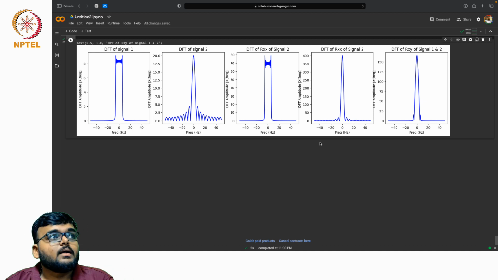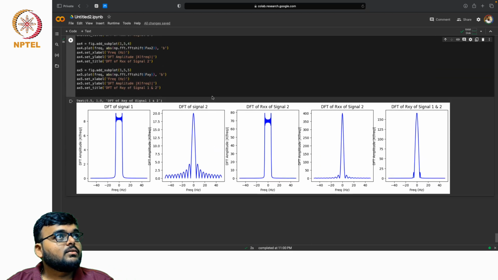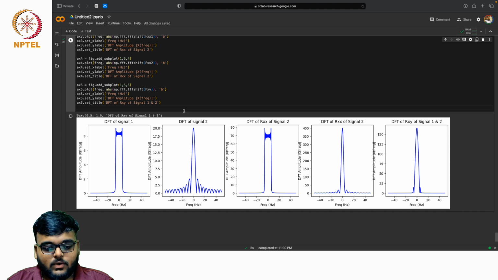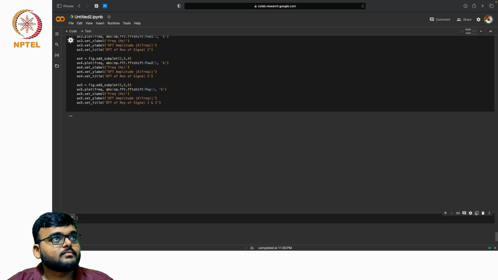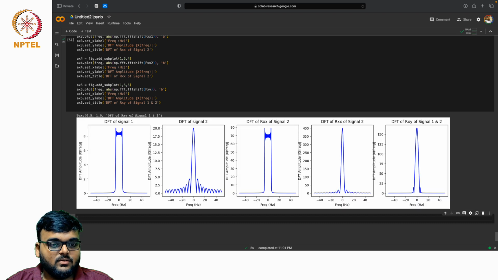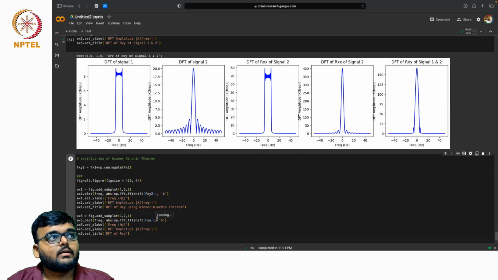Okay, so now let's see what happens if we do something called filtering. If you remember the concept from the heterodyning principle, we filter out the signal. But before that, let's just verify something called the Wiener-Khinchin theorem.